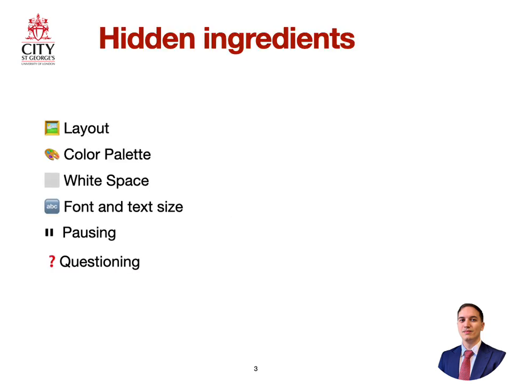Before we get into the main content, I want to highlight a few hidden ingredients, elements that shape how a presentation is received, even if we don't always consciously notice them. These include layout, color choices, white space, font and text size, as well as techniques like pausing and questioning. Throughout this presentation, I've carefully considered each of these elements, and I encourage you to pay attention to how they influence the way information is delivered and understood. So by the end, you might find yourself looking at presentations a little differently.